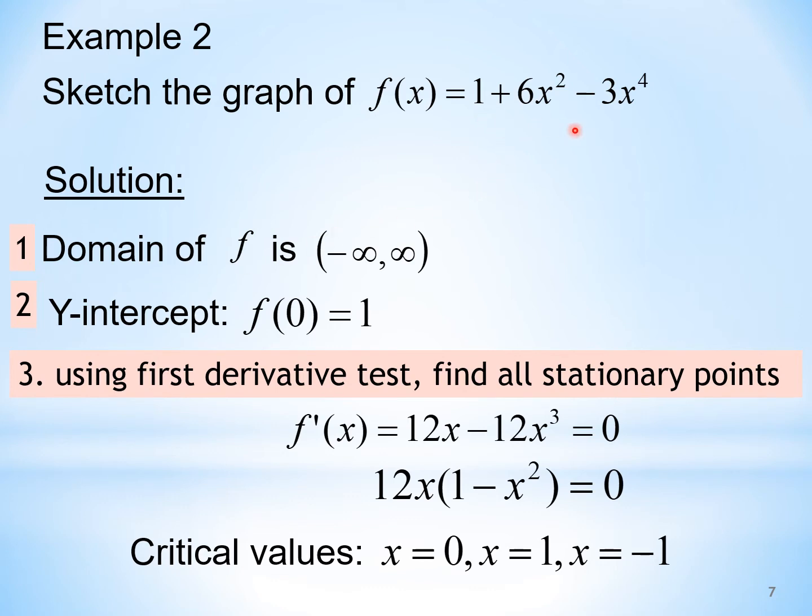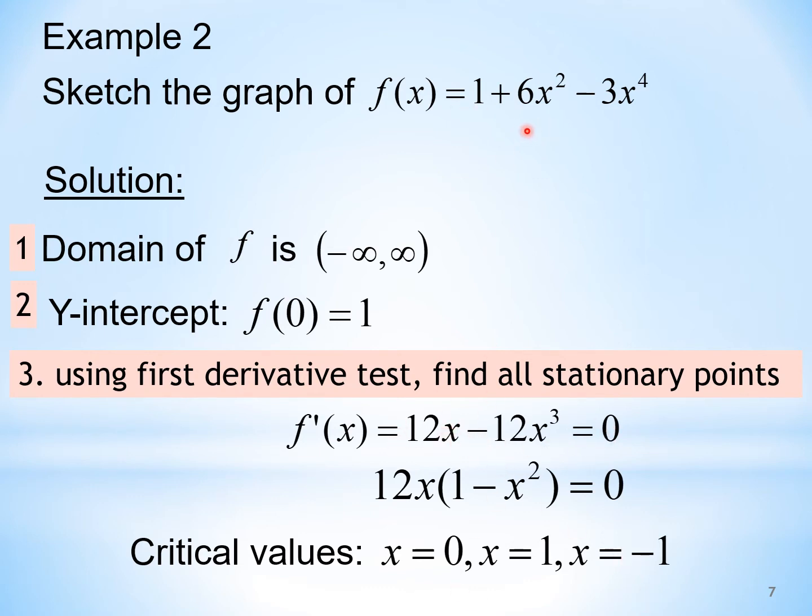Again, the domain for the polynomial function, of course, starts from negative infinity until infinity. Then the second step, you're going to find the y-intercept, pintasan paksi y, which means that your x value equals 0. So when your x value equals 0, your y equals 1. Then the third step is using the first derivative to find the critical values.